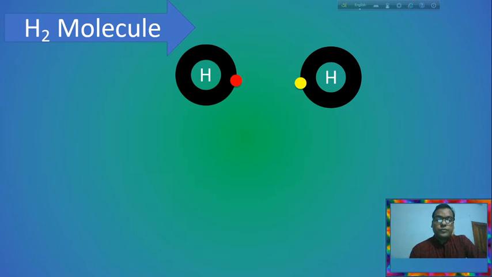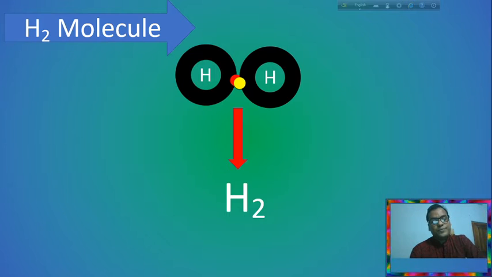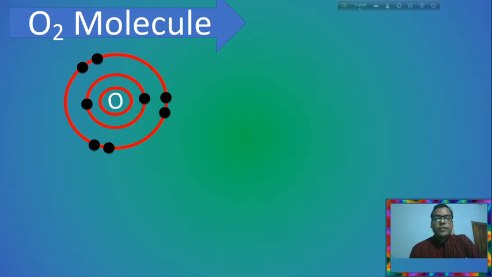For this reason, both atoms share that 1 electron and form a pair of electrons and convert to a hydrogen molecule. Hence, there is a covalent bond, sharing electrons at the outermost principal energy level. Hydrogen molecule is a covalent compound. Look at the oxygen molecule.